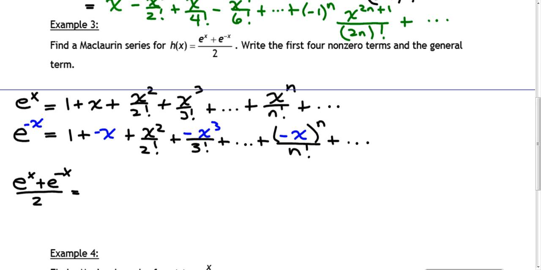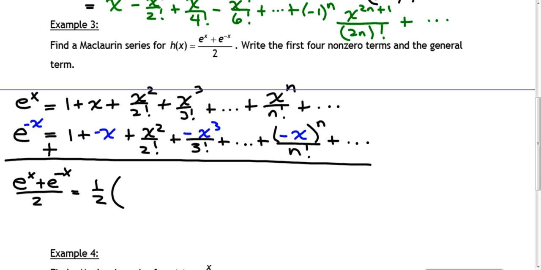So I'm going to go ahead and just take the 1/2 out, and then I'm going to have e to the x plus e to the negative x. Now because they're lined up the way they are, I'm going to go ahead and add. So I'm literally going to do this. I'm going to put a little plus sign right here, and I'm going to add these two things together.